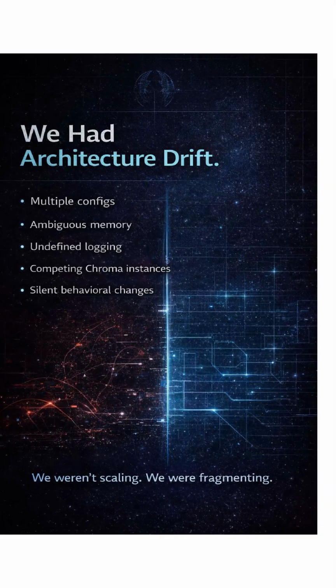Architecture drift happens when your system grows organically. Quick fixes pile up, features get bolted on, each developer adds their own patterns. Before you know it, you've got architectural fragmentation, and nobody knows how everything fits together anymore. The solution? A clean install.